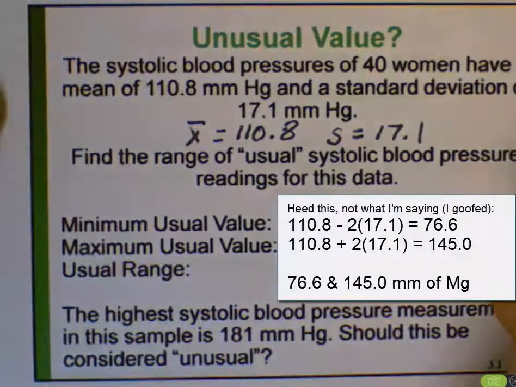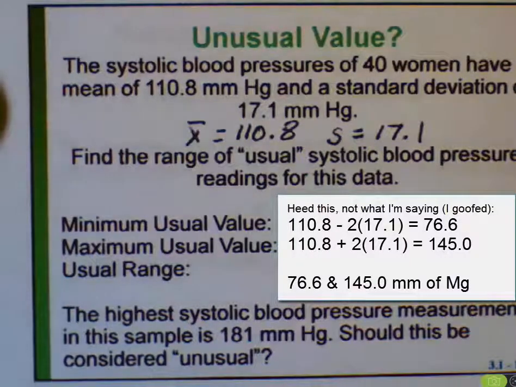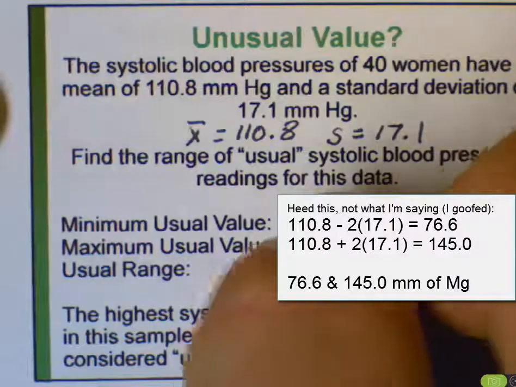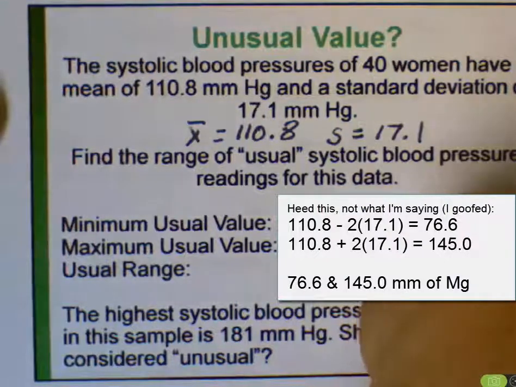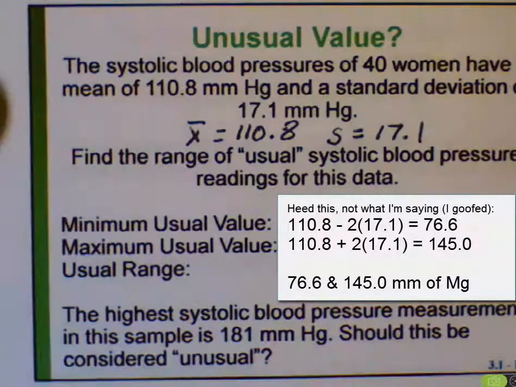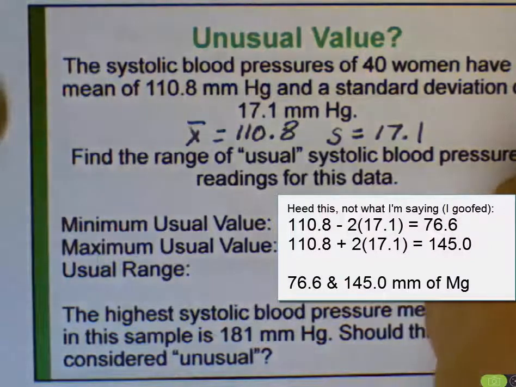I said 0.8 and wrote 0.5. The maximum usual or non-shocking blood pressure would be 110 plus 2 standard deviations. That's 110 plus 34.2, and that's 144.2.